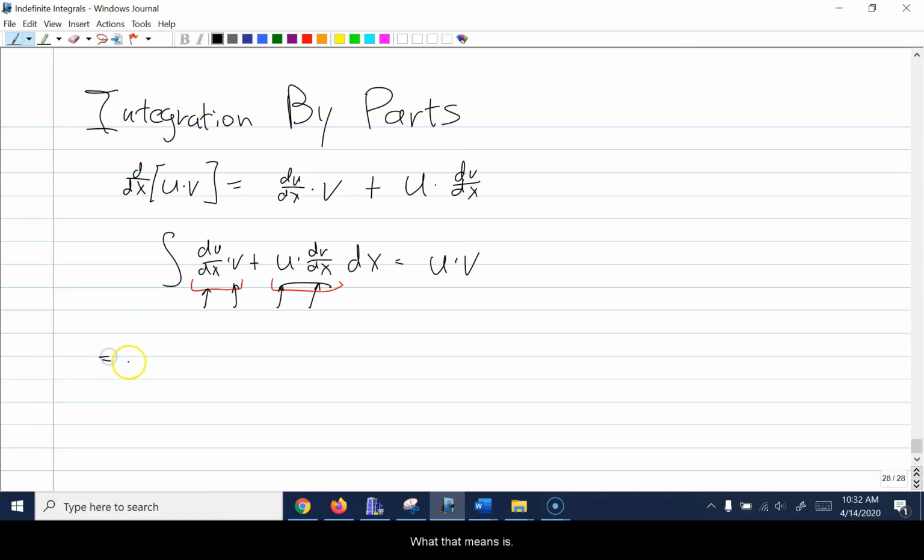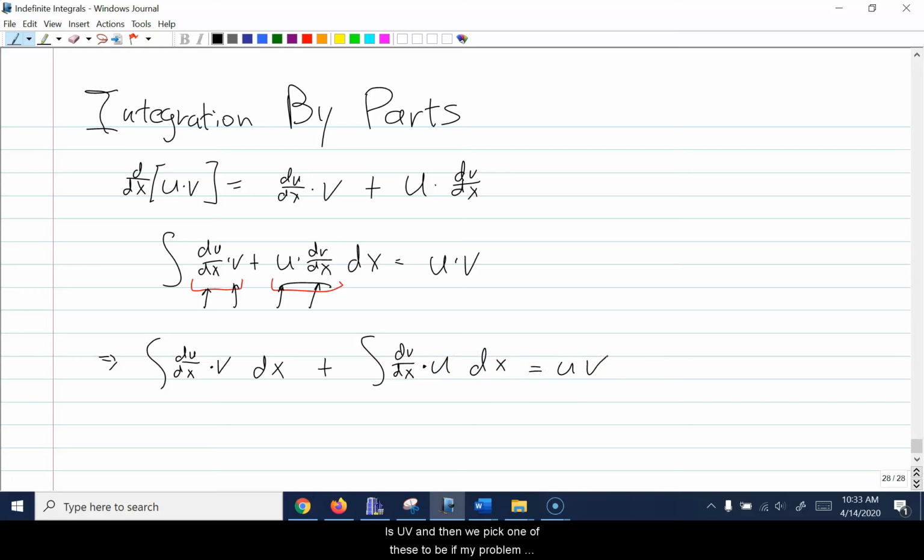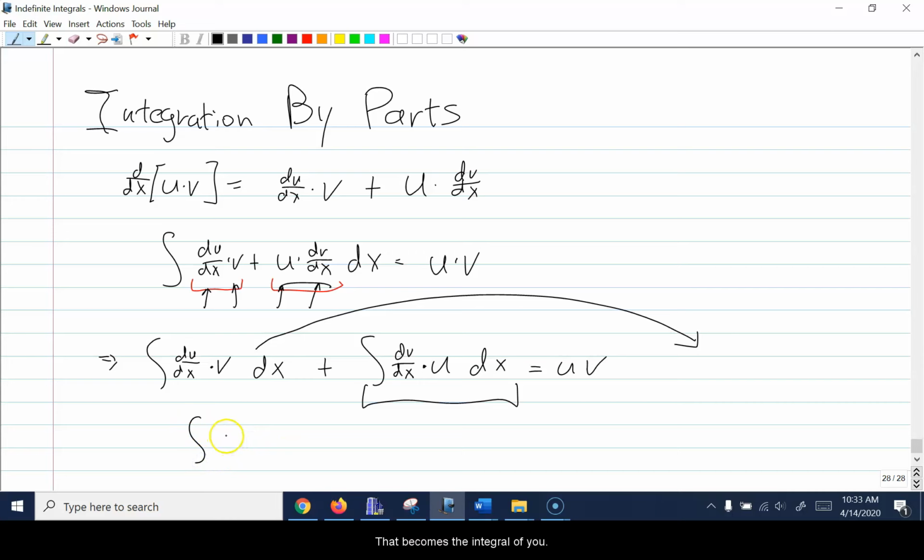And what that means is we split this up into two separate integrals. Integral of du dx times v plus the integral of dv dx times u is uv. And then we pick one of these to be, if my problem is this, I'll move that to the other side and I'll have a bigger, messier formula for the other thing. So that becomes the integral of u times dv dx. I'm switching the order here. It's multiplication, it doesn't care about order. Equals uv minus the other thing. The integral of v times du dx.